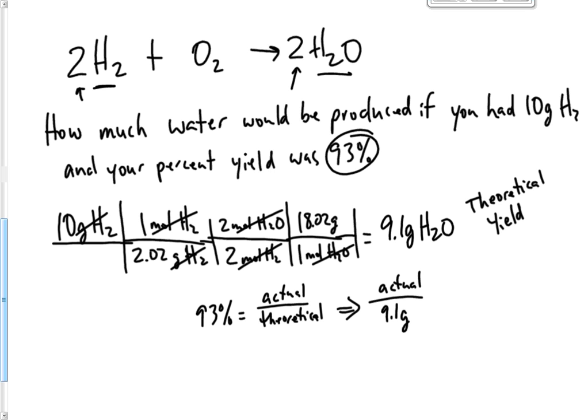We had 10 grams, I messed that up. 89.1 grams of water. Couldn't read my writing. So 89.1 grams. Let's add an 8 there, right? So yeah, you have 89 grams of water. That's your theoretical yield. So you want the actual yield.